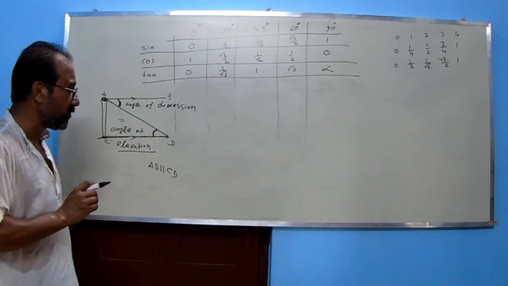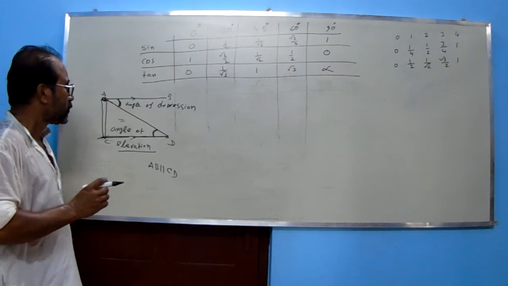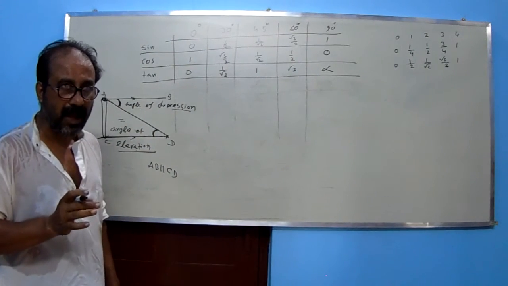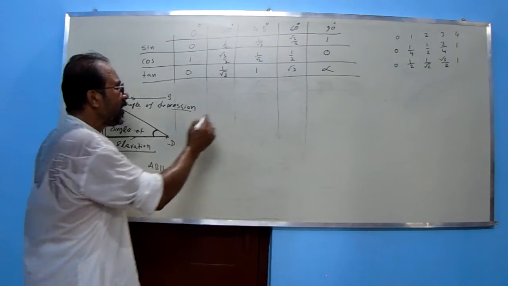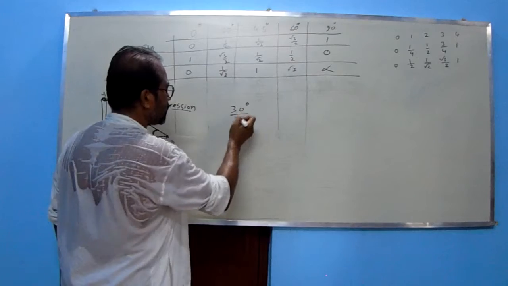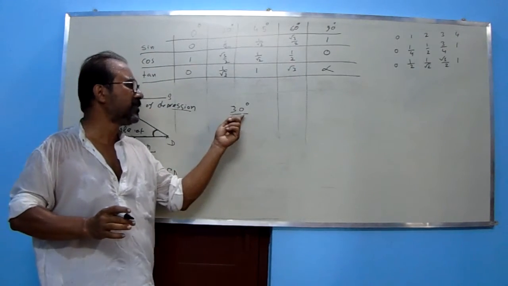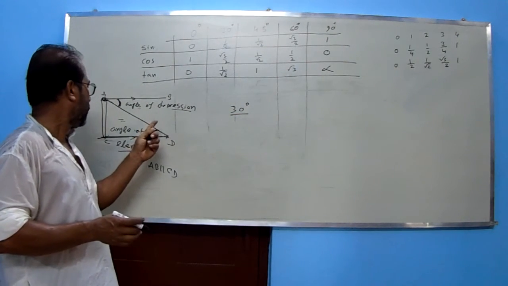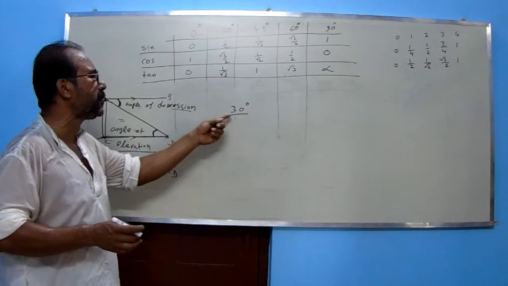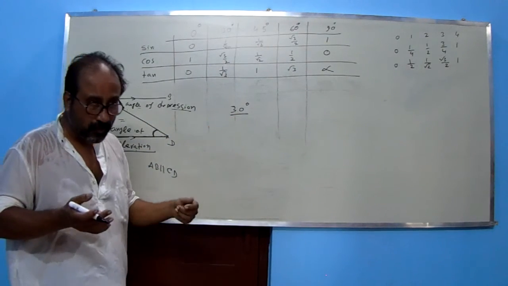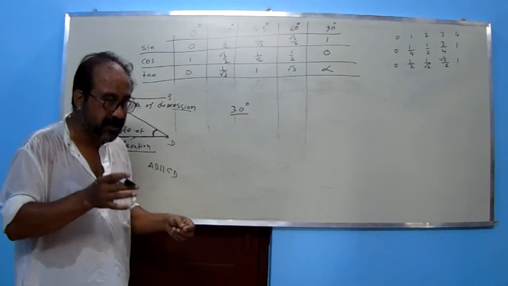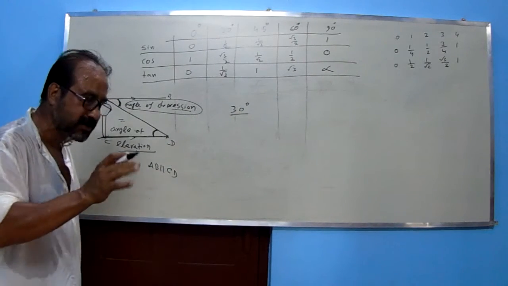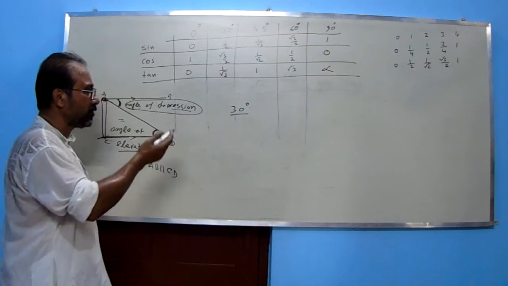Otherwise you will have difficulties to solve the problem. So angle of depression and angle of elevation are always equal. Suppose the math says the angle of elevation is 30 degrees; then the angle of depression is also 30. And if the math says the angle of depression is 30, you must understand that the angle of elevation is also 30 degrees.